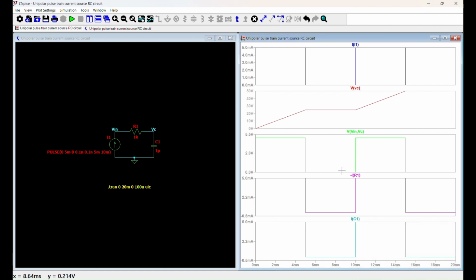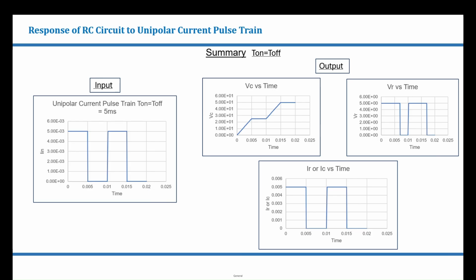This is the voltage across the resistor. This is the current flowing through the circuit. Here is the summary for the case where T on is equal to T off. This is the input that we are feeding, and this is how the voltage across capacitor, resistor and the current flowing through the circuit looks like for the input fed to the RC circuit.